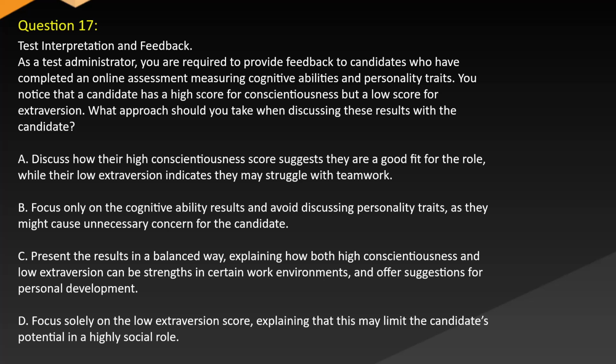A. Discuss how their high conscientiousness score suggests they are a good fit for the role, while their low extroversion indicates they may struggle with teamwork. B. Focus only on the cognitive ability results and avoid discussing personality traits as they might cause unnecessary concern for the candidate. C. Present the results in a balanced way, explaining how both high conscientiousness and low extroversion can be strengths in certain work environments. Offer suggestions for personal development. D. Focus solely on the low extroversion score, explaining that this may limit the candidate's potential in highly social roles.